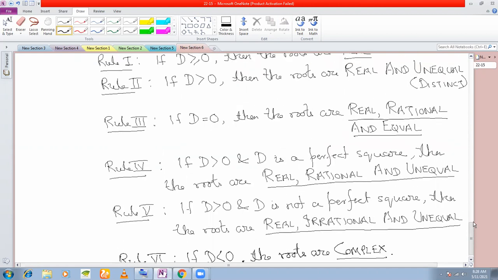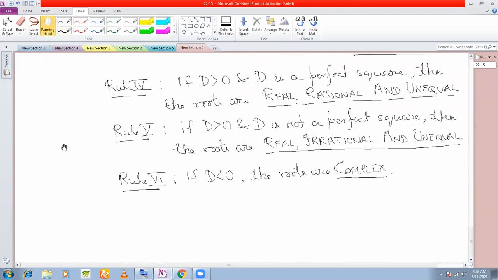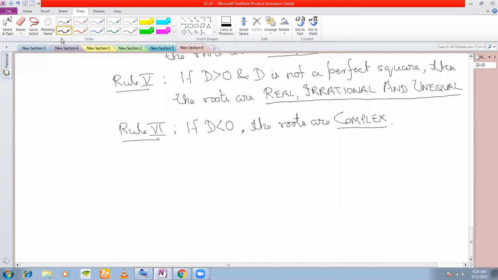Now these will help you solve some of the problems. Note down these rules. Once you finish writing these, you can also note down the sum and product of the roots.